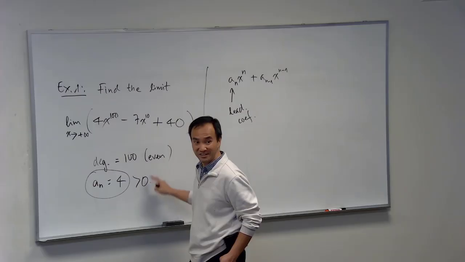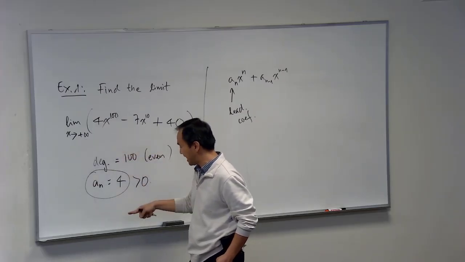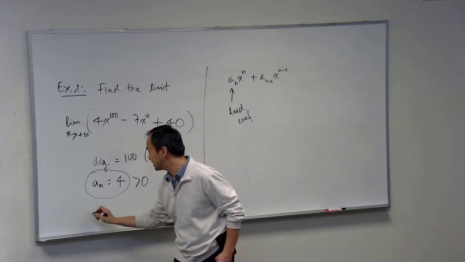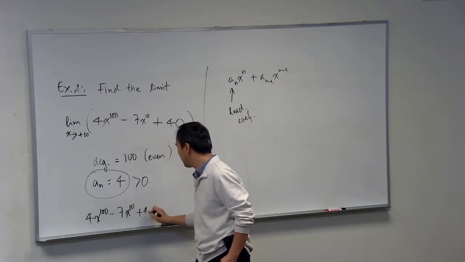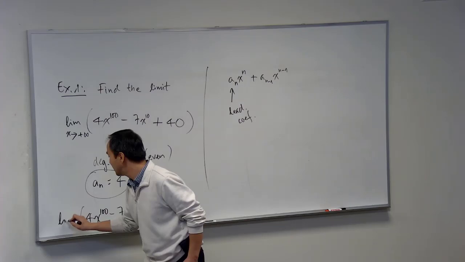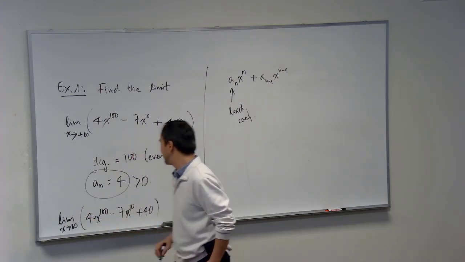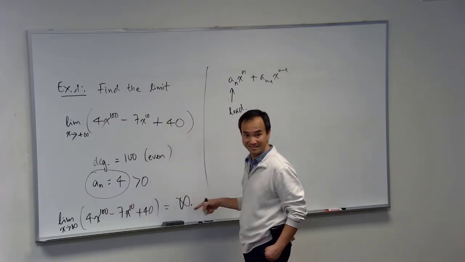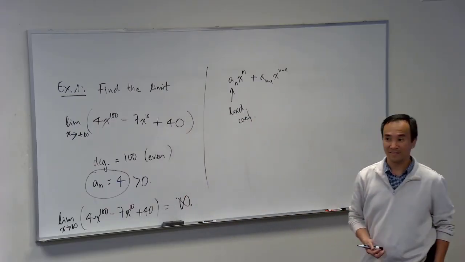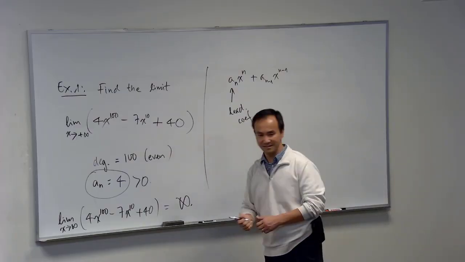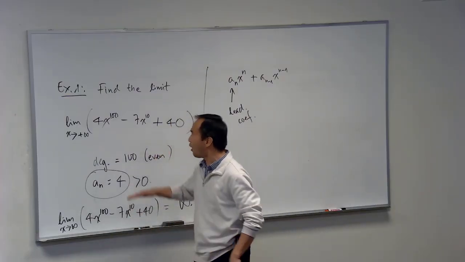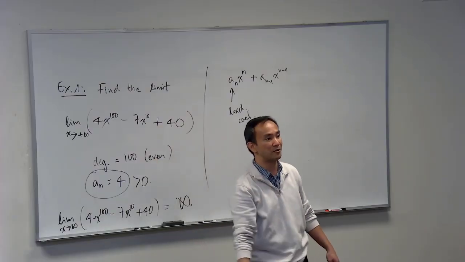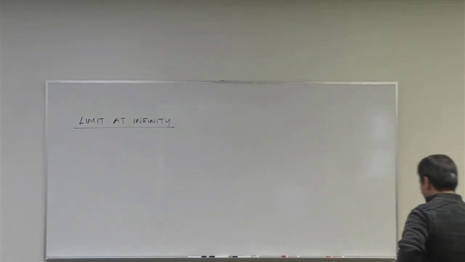According to that chart, the right hand behavior has to go infinitely up. So for 4x to the 100 minus 7x to the 10 plus 40, this limit as x goes to infinity is positive infinity. That's how we answer it. See how easy that is? The work will become more intense as we study further, but right now, that chart covers all of the polynomials. We have easy access to all polynomials. So let's continue on the topic of limits at infinity.